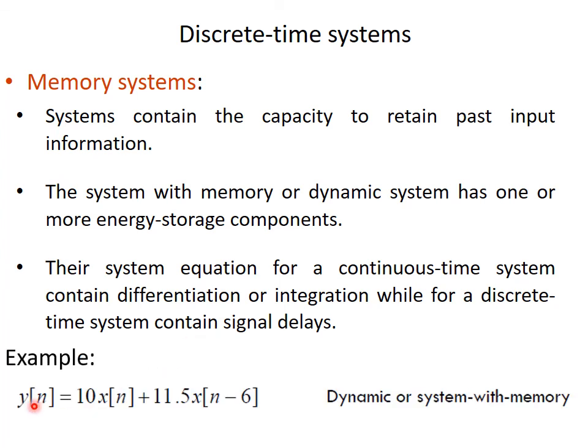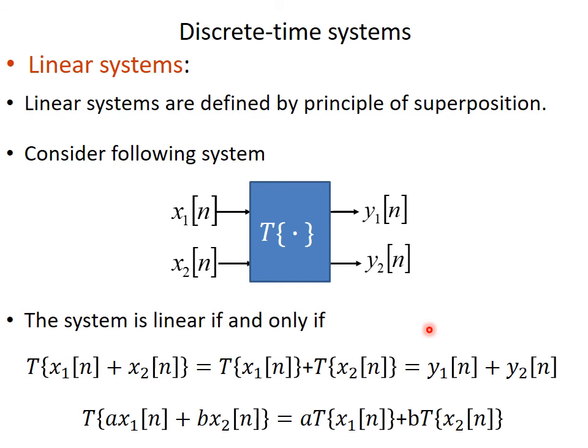You can see that here the output of a dynamic system or system with memory depends upon the current value of input x of n, and also a previous value, right, that appeared 6 samples before. So if you see an equation like this, it represents a discrete time system with memory. So you can actually identify the memory system by their equations.